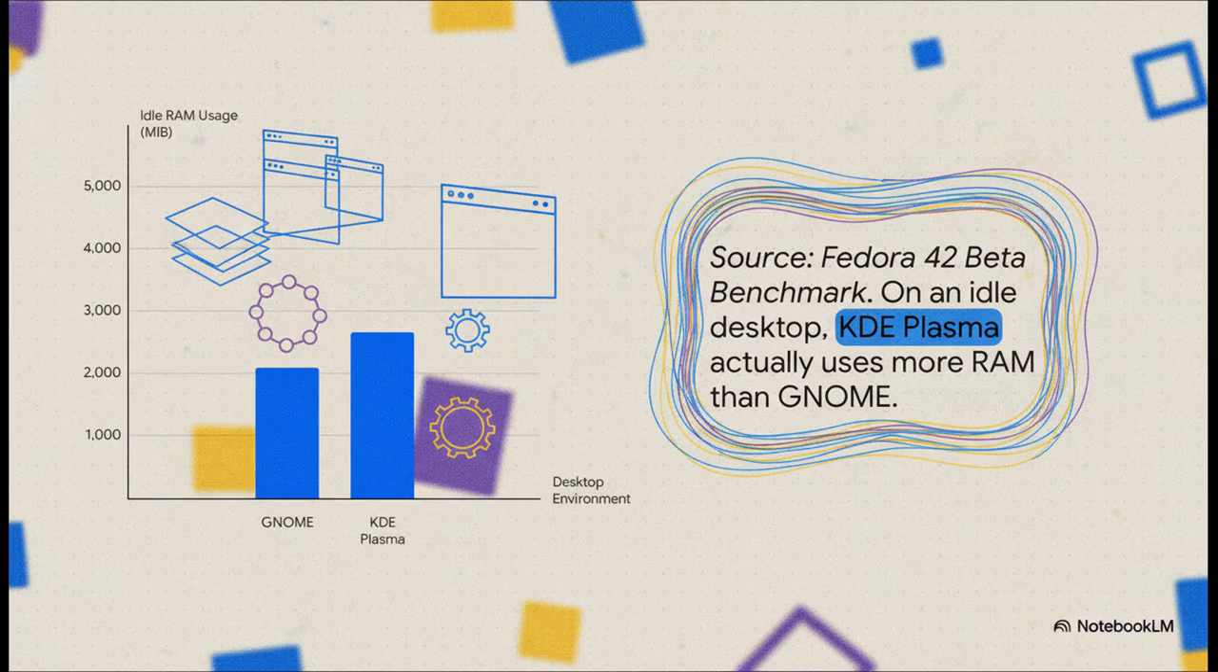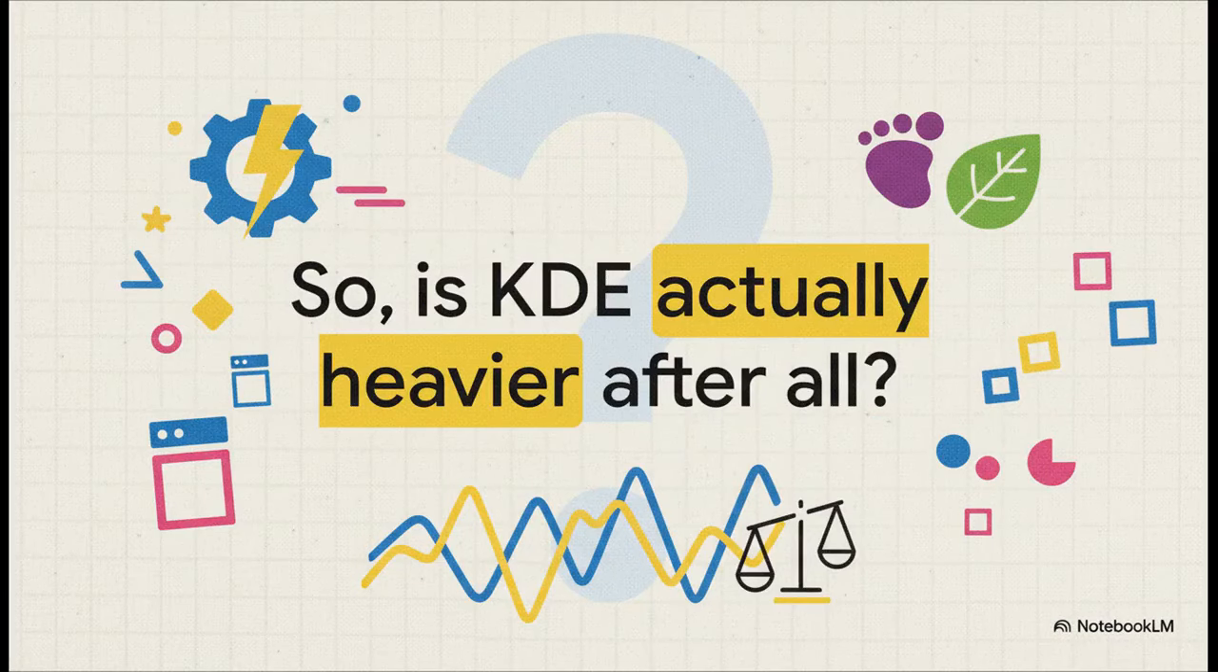But check this out. Recent benchmarks tell a completely different story. This data comes from a test on the Fedora 42 beta, and it shows that on an idle desktop doing nothing, KDE Plasma now uses more RAM than GNOME. We're talking nearly 2,700 megabytes for KDE compared to GNOME's 2,100. That totally flips the old myth on its head, right? So wait a minute. Does that mean KDE is actually the heavier desktop now? Is the old story just wrong? Well, the answer isn't quite as simple as just looking at one number on a chart.